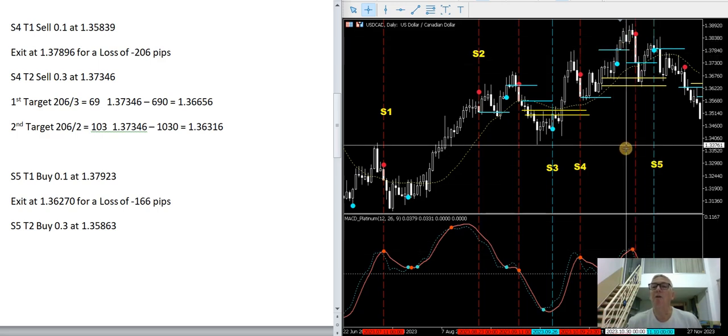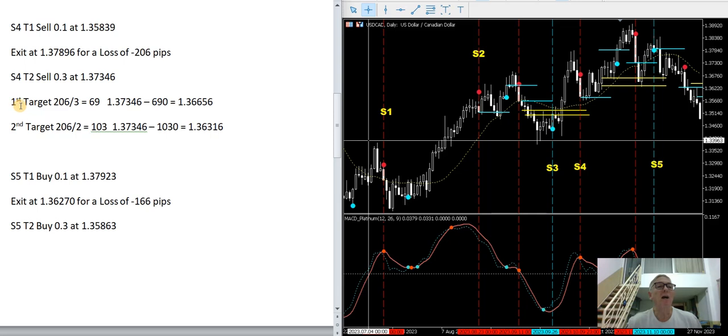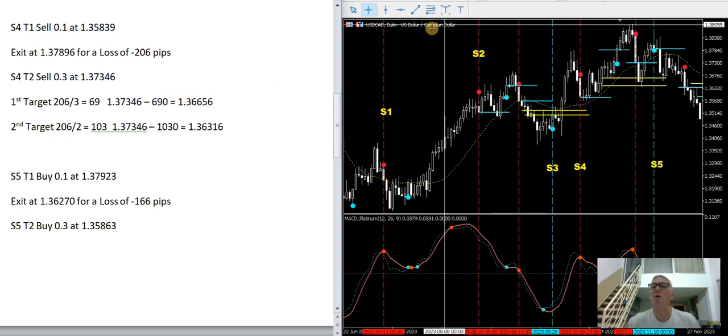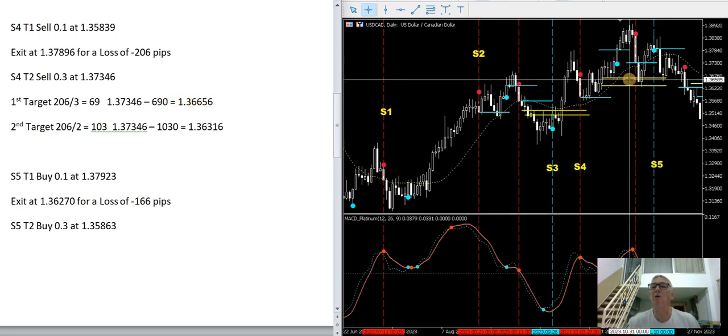So your second sell is this one here. MACD platinum still above the 0 level. First target, 206 divided by 3, 69. 69 number is a 0. So 137,346 minus 690 gives you 136,656. That's that first yellow line.